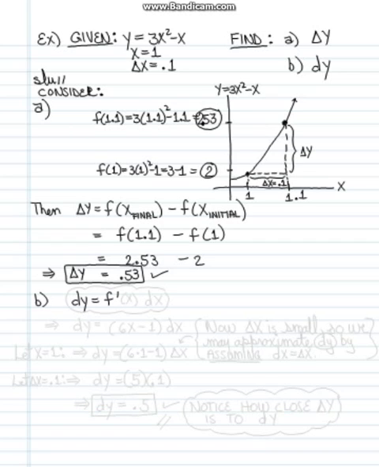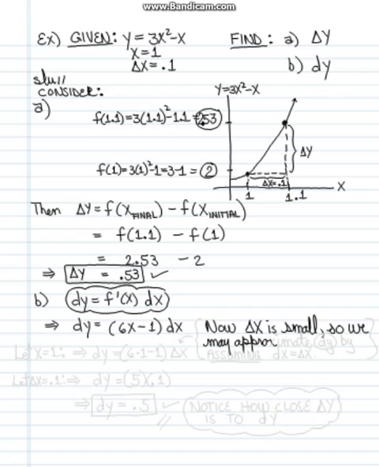The differential is defined to be f prime of x dx. So we use f of x equals 3x squared minus x, take the derivative, get 6x minus 1 times dx. Now, we know that delta x is very small. It's actually 0.1 in this problem. It's always going to be very small.